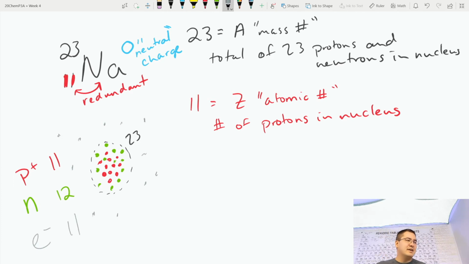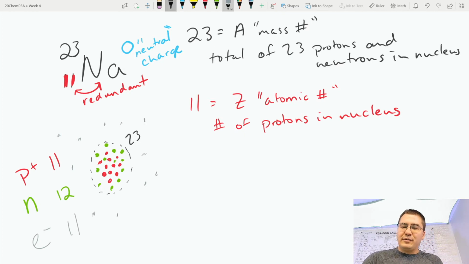Okay, you notice I'm going to just draw them outside of the nucleus for now. I know that you may have seen them in Bohr models where we put them in little rings around the nucleus. That's not necessarily the best model, and not the model that Willamette Promise wants us to teach. So for now, we're just going to put them on the outside. So that sodium atom has 23 total particles in the nucleus, 11 protons, 12 neutrons. And to keep it neutral, outside the nucleus, it has 11 electrons.